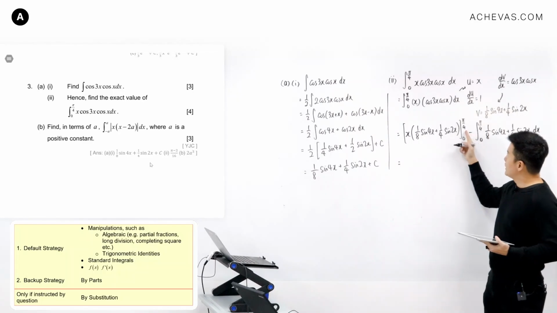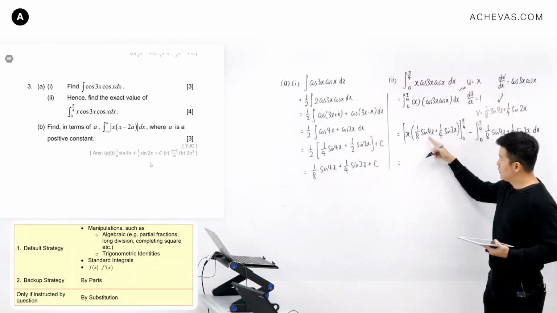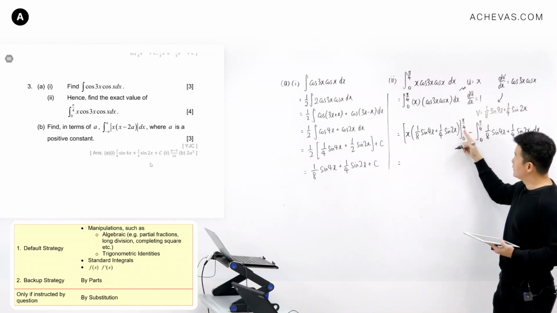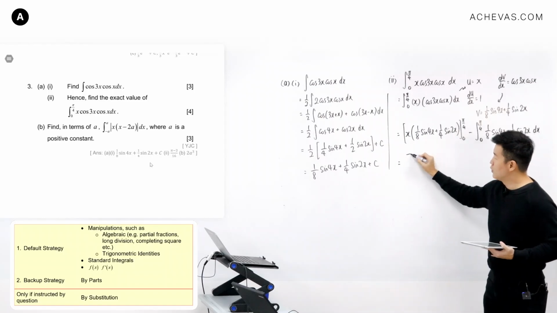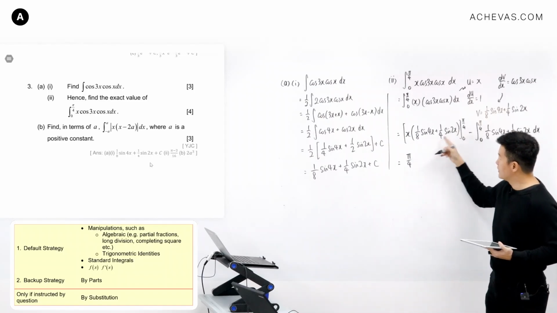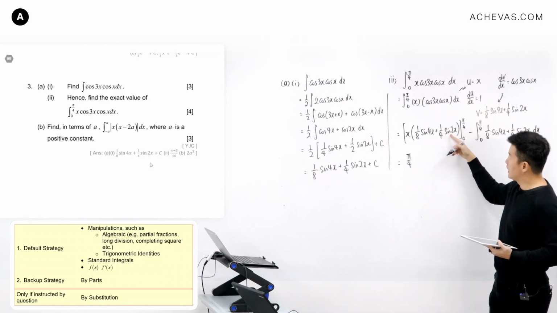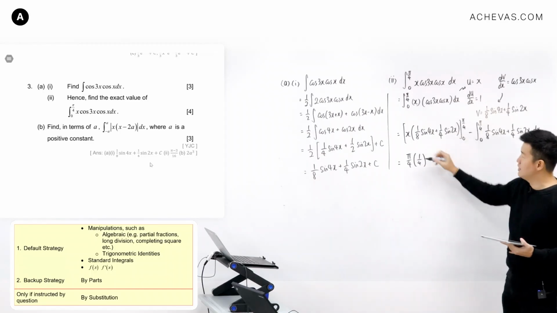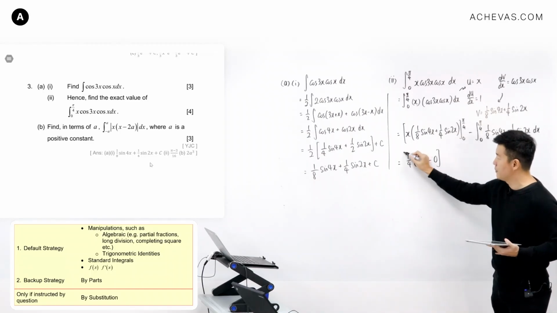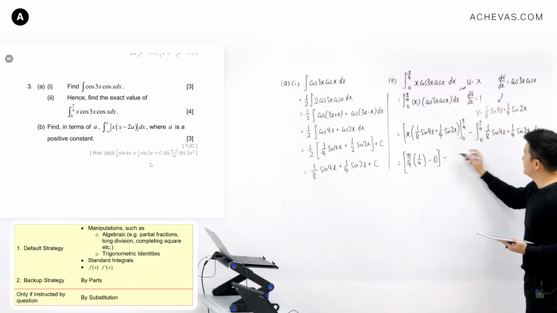So if I were to sub pi over 4 in, we're going to have a sine pi. Sine pi is 0. If I were to sub pi over 4 into here, we are going to have a sine pi over 2, which is 1. So it will be pi over 4, 0 plus 1 over 4 times 1. So pi over 4 multiplied by 1 over 4. Subbing 0 in is still going to be getting us a 0. So I have this, minus away this.